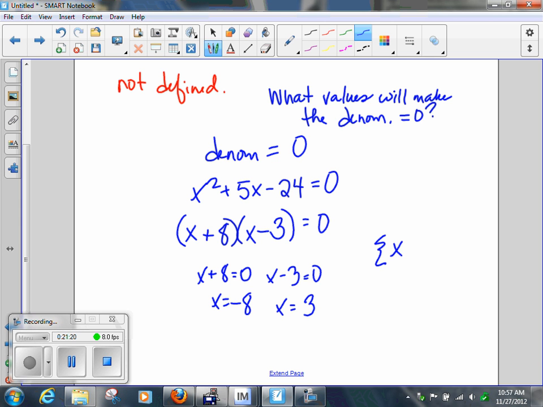You may see it like this on an SOL. It could be x is such that x cannot equal -8 or 3. I'm okay with you writing x cannot, put the slash through the -8, put the slash through the 3, put a box around it. I'm okay with that, but I just want you to be aware that this is the way you could see it on an SOL test, okay?